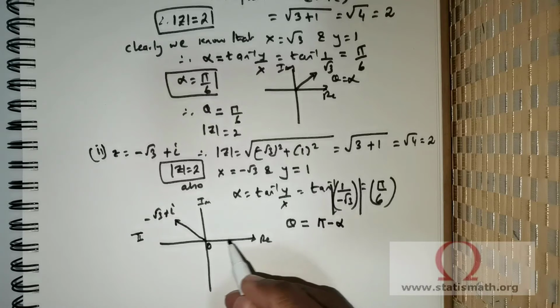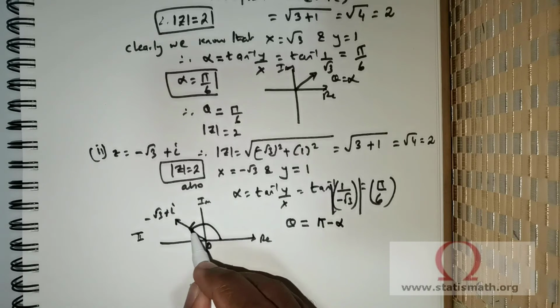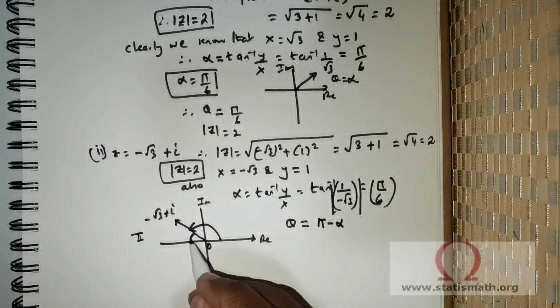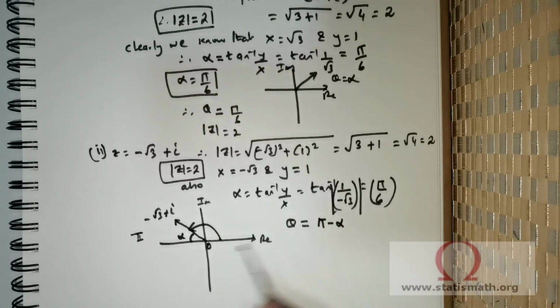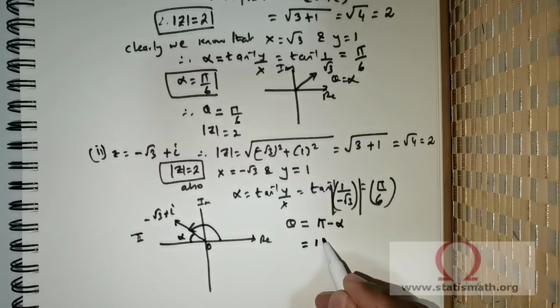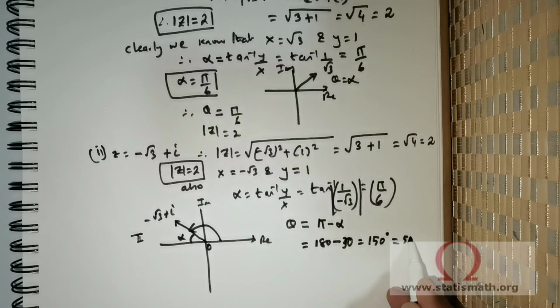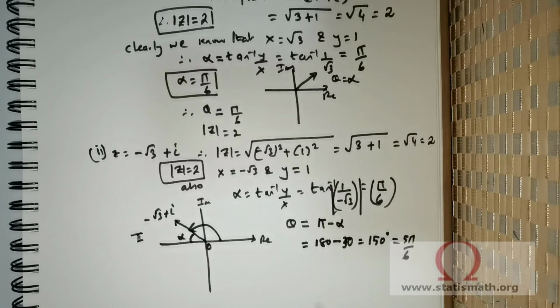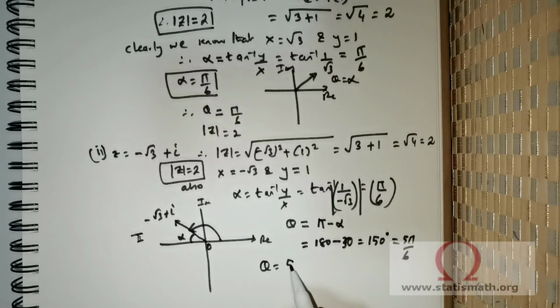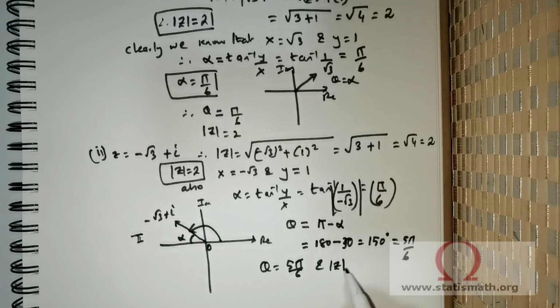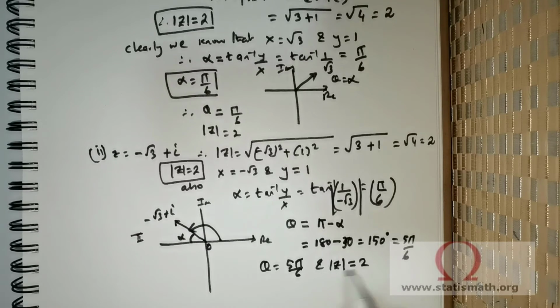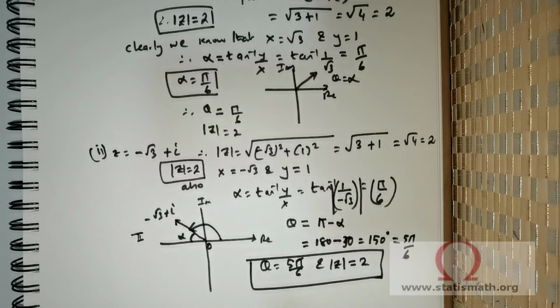Okay, so in other words, my theta will be moving on this side. Of course my alpha will be over here, and alpha is pi over 6, and the value of theta has to be found. Theta is 180 minus pi over 6, that's 30 degrees, and that will give me 150 degrees, which is nothing but 5 pi over 6. So theta is 5 pi over 6 and the magnitude is equal to 2. So this completes the solution to this question.